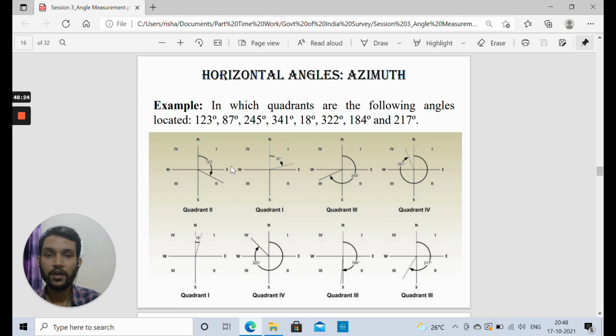Okay, first quadrant, suppose 87 degrees is the angle. This angle is an acute angle that lies between 0 and 90 degrees. So the angle we are talking about is in the first quadrant, and the first quadrant denotes northeast. Similarly, 245 degrees, if you talk about it, comes in between 180 and 270 degrees, that is in the third quadrant, which is the southwest quadrant.